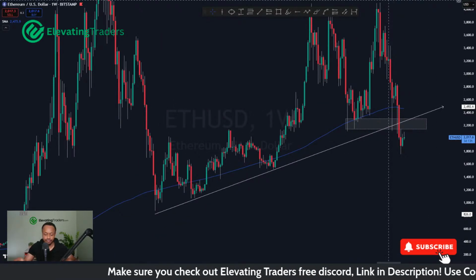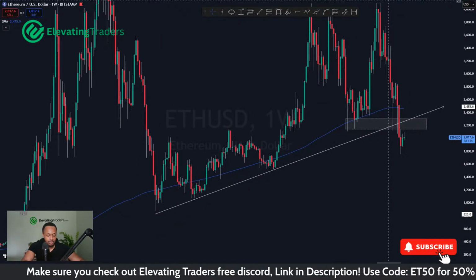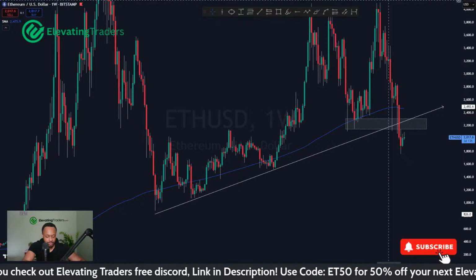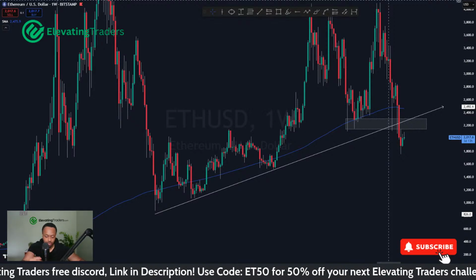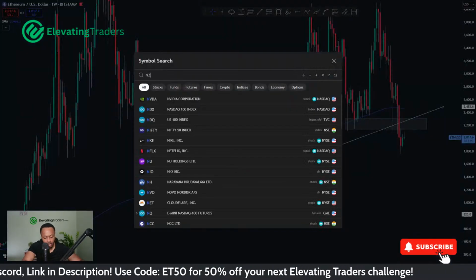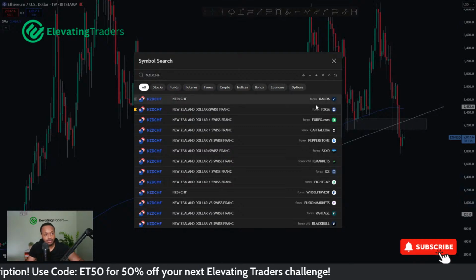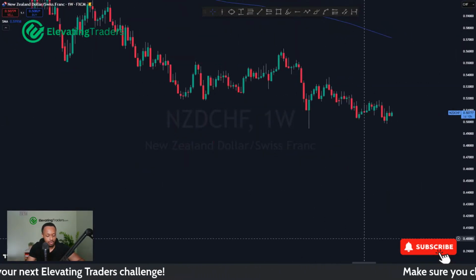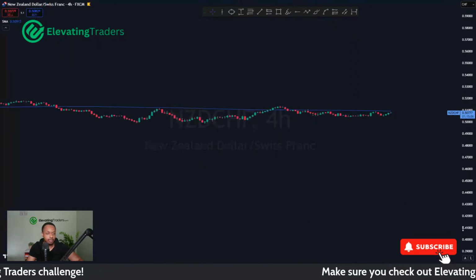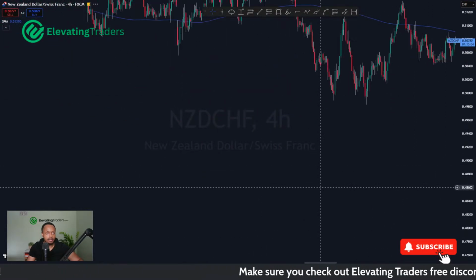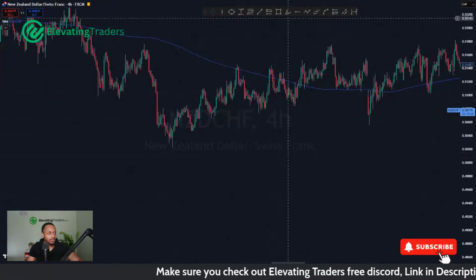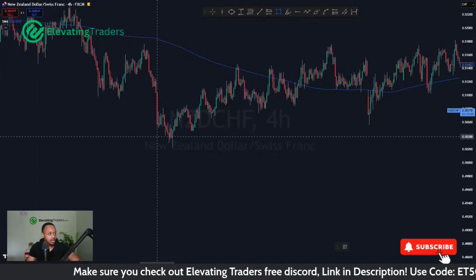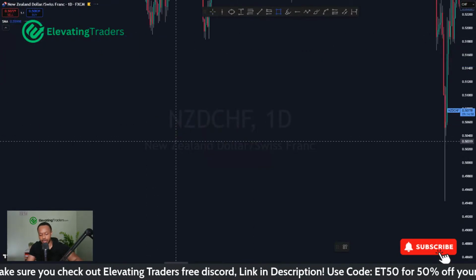In terms of the CHF pairs, because I'm still trying to keep an eye on them for some longs, because I do think we can turn around. I was looking a lot at New Zealand CHF because we did have a big move to the downside yesterday. And I am looking for buys here for New Zealand CHF. There is some support on the left over here. If we go to the daily chart, you'll see it better.